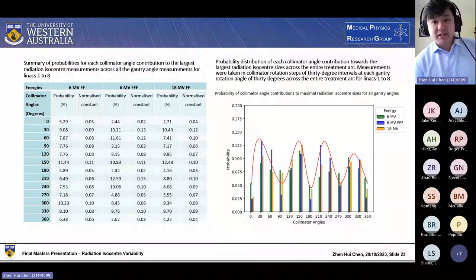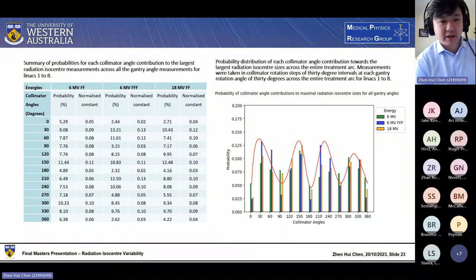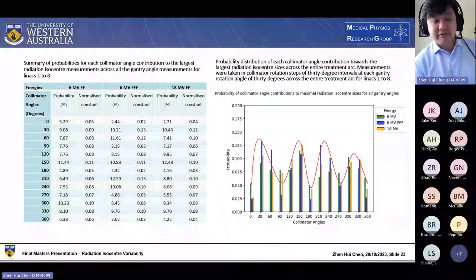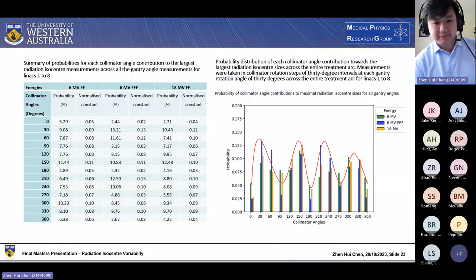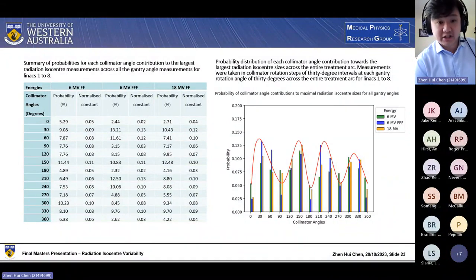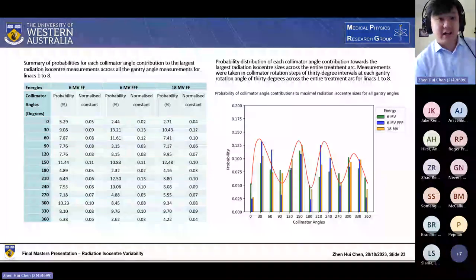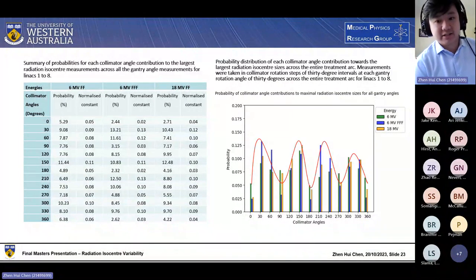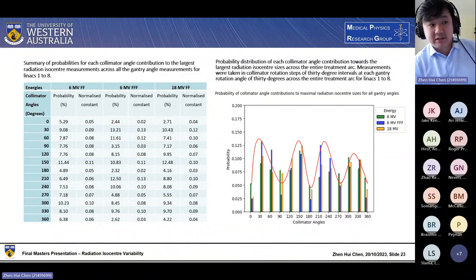A caveat for this would be that current TG198 says that for annual QA, for positional coincidence, and for collimator QA, only four cardinal angles with opposing collimator selections are required. And for cardinal angles of 0 degrees, 90 degrees, 180 degrees, and 270 degrees, we can see that it actually coincides with all the troughs, like either the local or global minimums, which is not great.